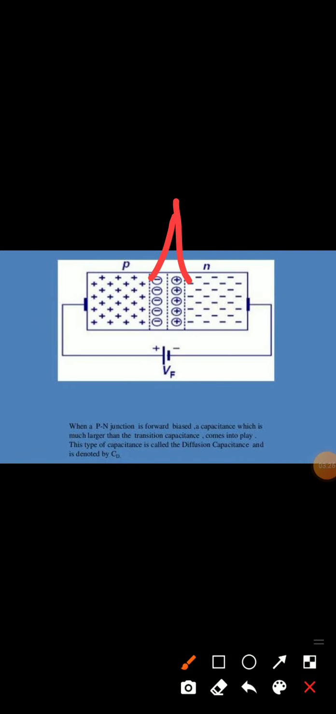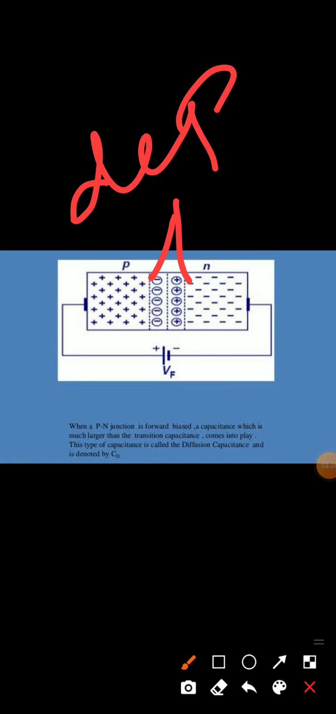So this one is diffusion capacitance. This region is called the depletion region. Here it is forward bias, and the capacitance is larger than the transition capacitance. So this type of capacitance is called diffusion capacitance and is denoted as CD.